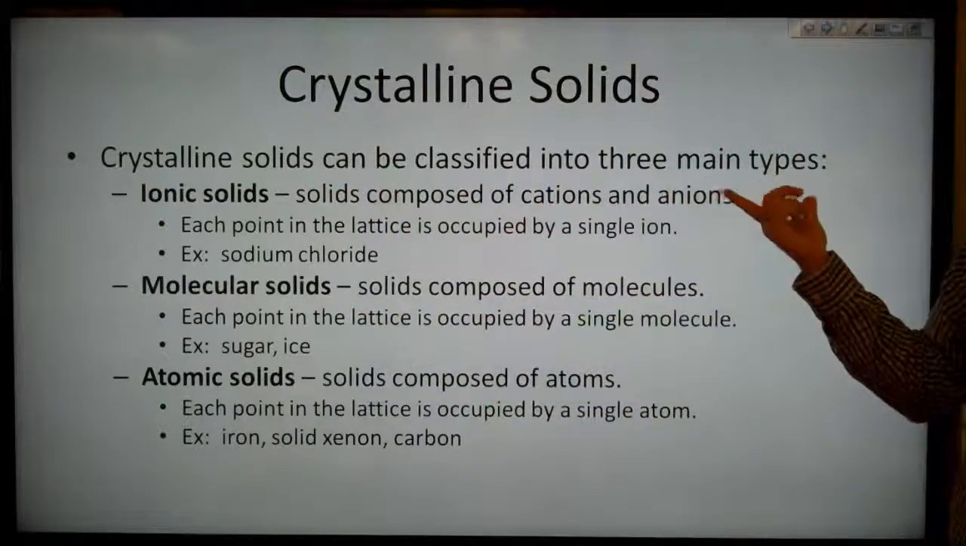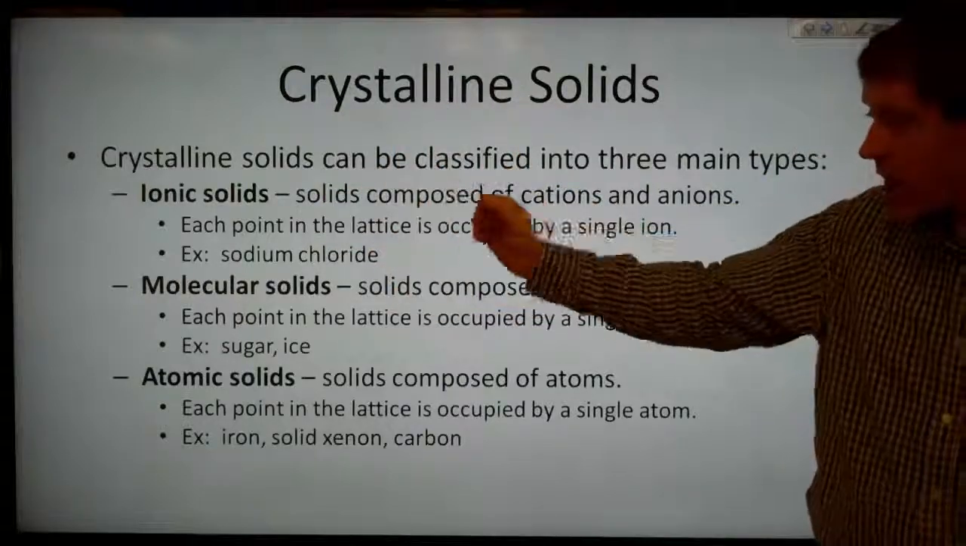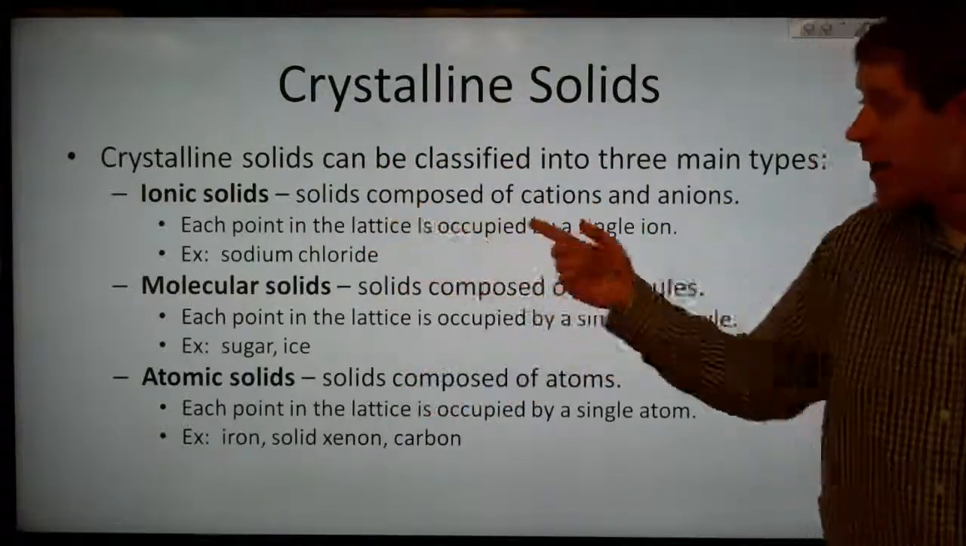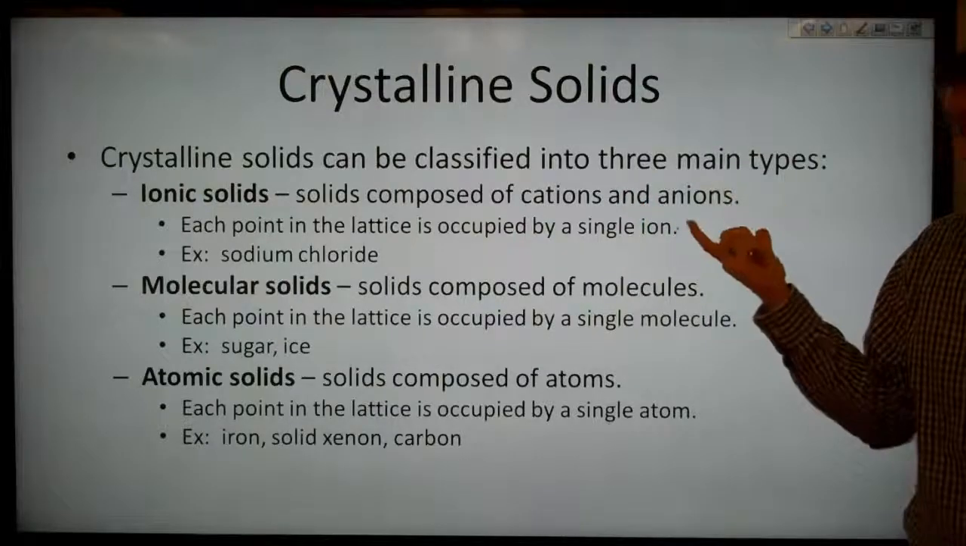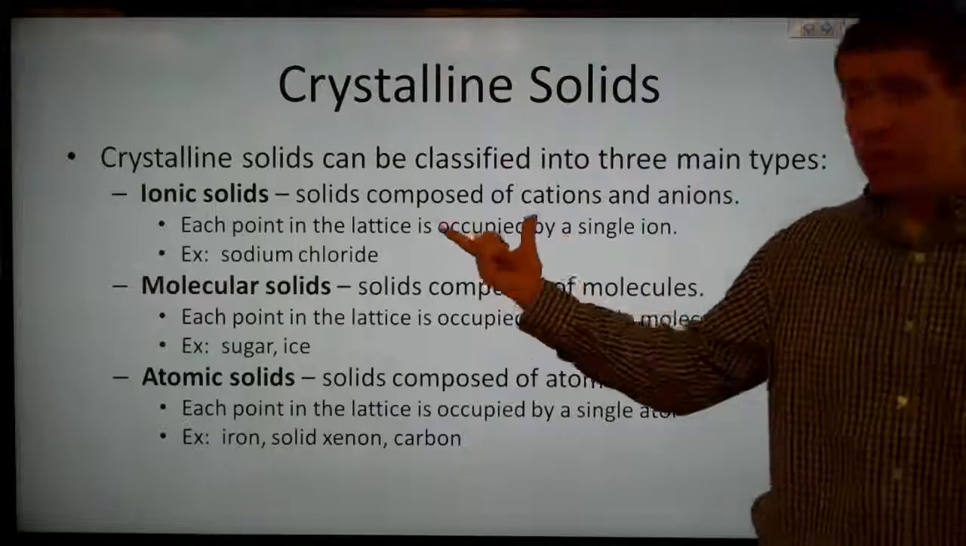So crystalline solids can be classified into 3 different types. We have ionic solids, molecular solids, and atomic solids. So the ionic solids are solids composed of cations and anions, and each point in the lattice is occupied by a single ion. So this is something like sodium chloride.